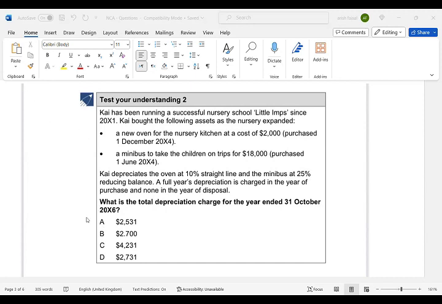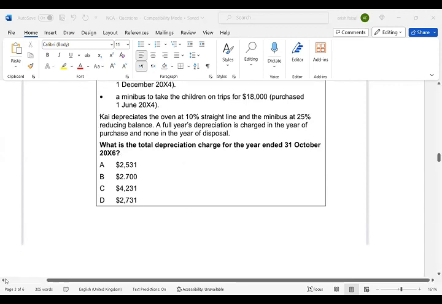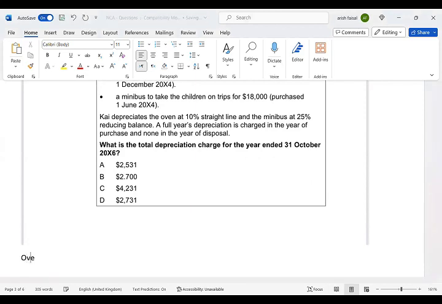The requirement of the question is that you need to calculate the total depreciation charge for the year ended 31st October 2016. So I'm going to do one by one. First, we will talk about the oven.